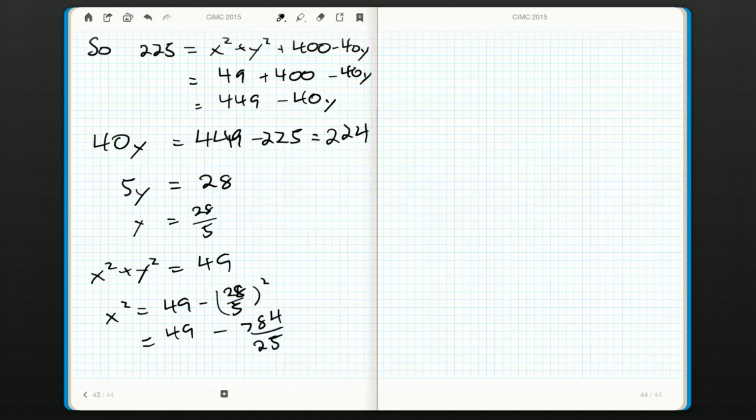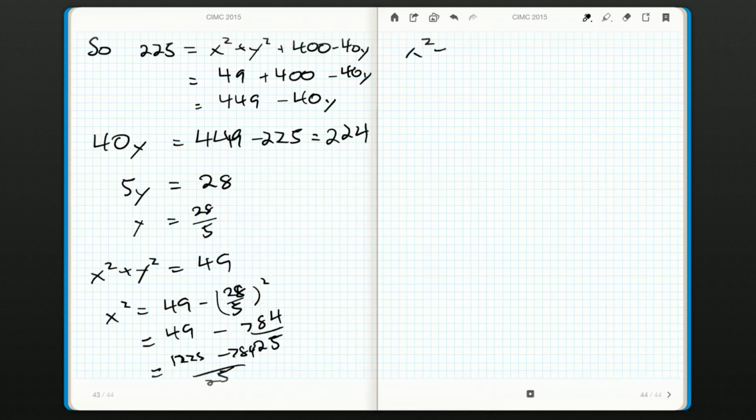And then we do 49 multiplied by 25 because I want a common denominator. I get 1225 minus 784 all over 25. And minus 784. So x squared is equal to 441 over 25. 441 is a square, so x is going to be 21 over 5. Okay.